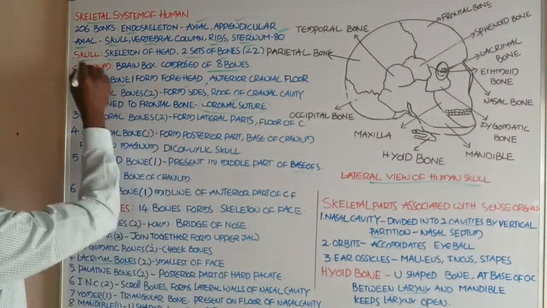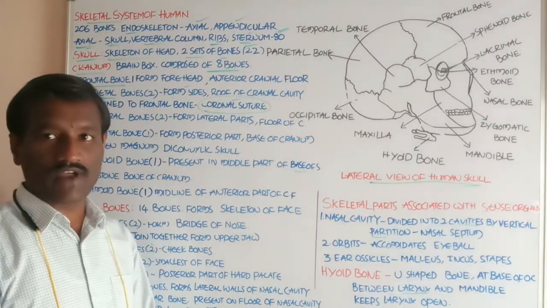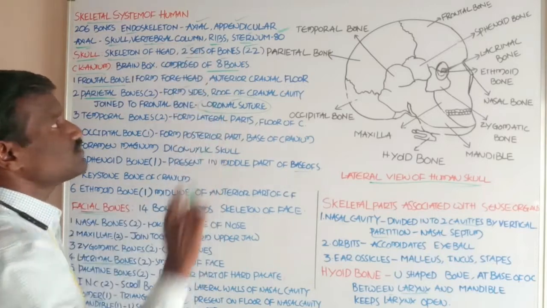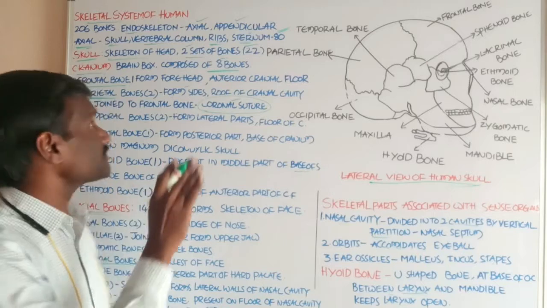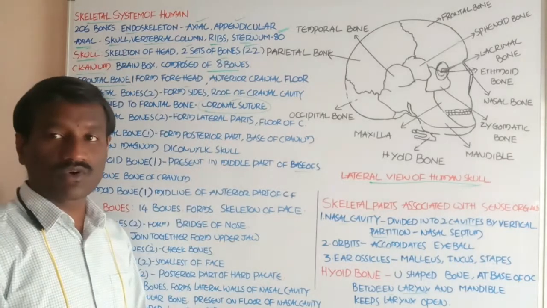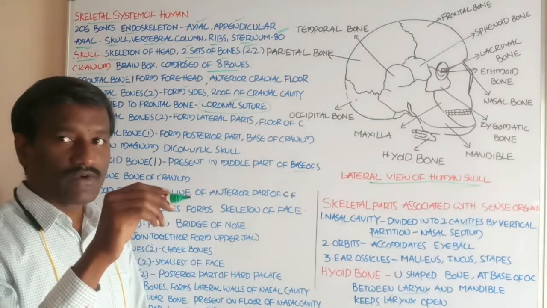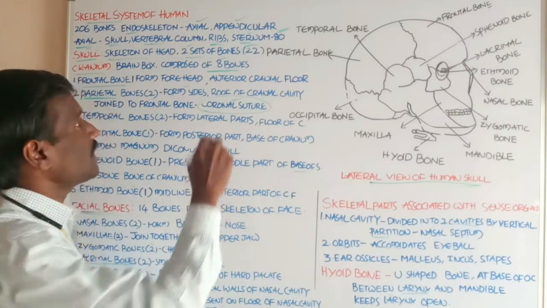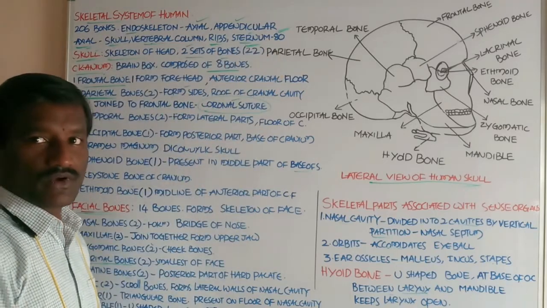Okay, student. Next, another one is about the skull. The skull is the skeleton of the head, and it consists of two sets of bones. These are the cranial bones, which are present in the cranium. Second are the facial bones, present in the facial region. In total, the skull consists of 22 bones.